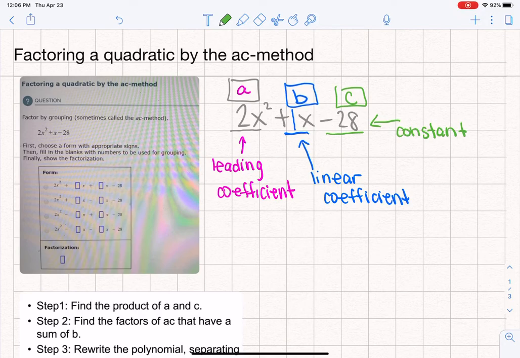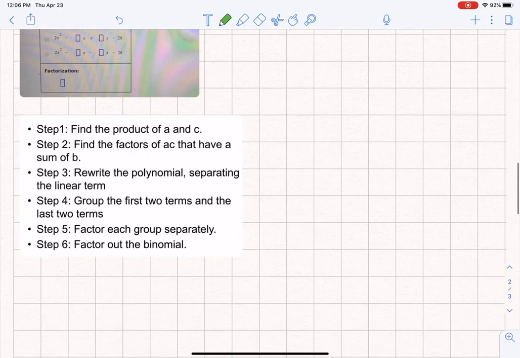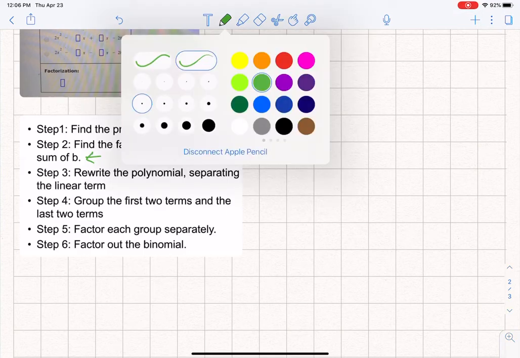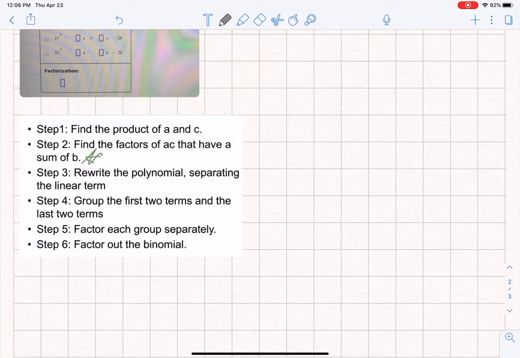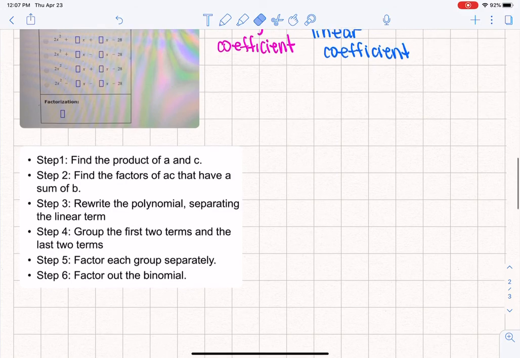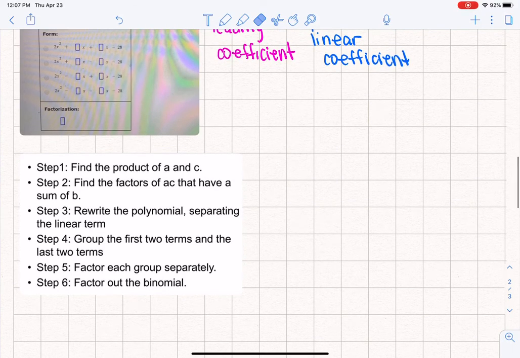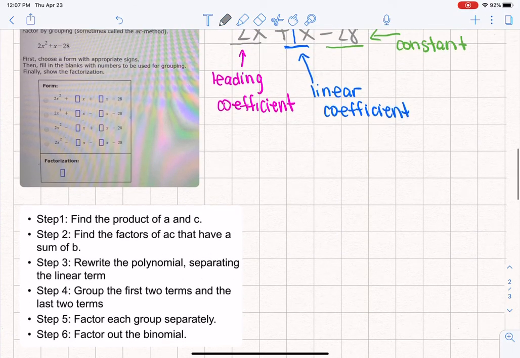Using the AC method, we're going to use these steps. Step 1, we're going to find the product of AC. Step 2, we're going to find the factors of A and C that have the sum of B. Next, we are going to rewrite the polynomial separating the linear term. We're going to group the first two terms and the last two terms. Then we're going to factor each group separately, and factor out the binomial. All right, so we're going to start with step 1.